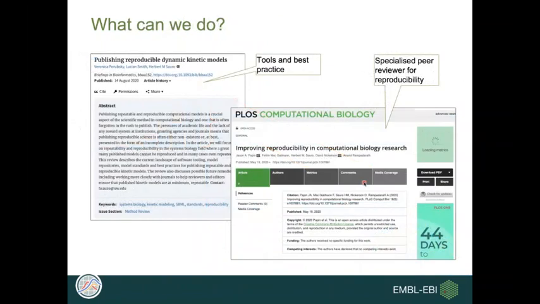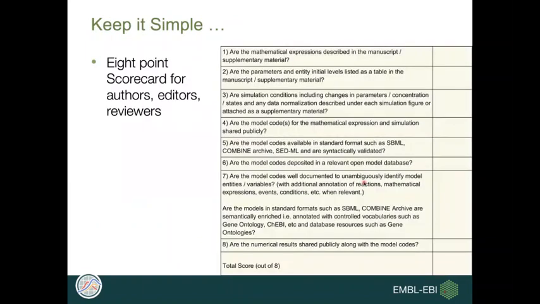So how can we promote reproducibility? There are several publications where they provide several suggestions on how to improve reproducibility. They describe the tools and best practices, and they talk about a specialized peer review process for reproducibility. But what we propose from our experience is that we wanted to keep things simple. We propose an 8-point reproducibility scorecard, which can be used by authors, editors, and reviewers.